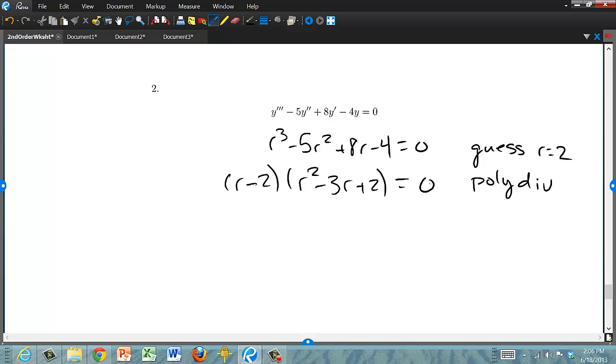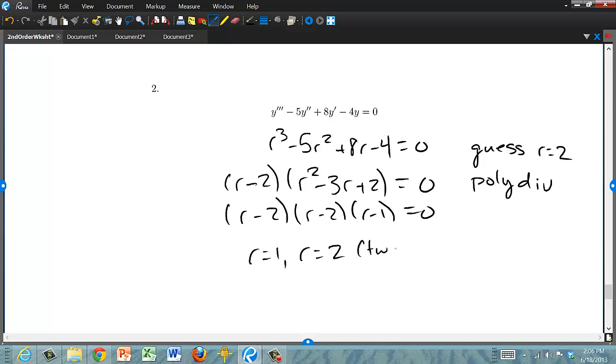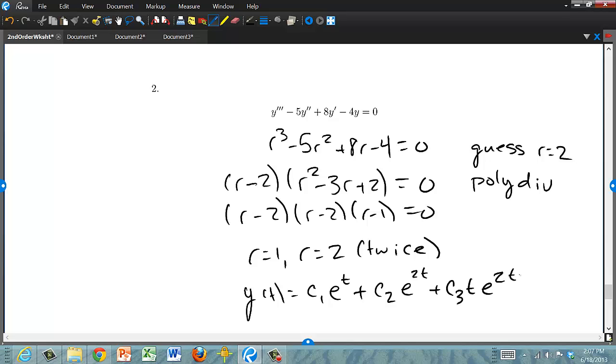That's 0, and then I can further factor the left-hand side. That's (r minus 2) times (r minus 2) times (r minus 1). And now we can see the three roots. They are r equals 1, and r equals 2, and that's repeated twice. And so your general solution is going to be y of t equals, you'll have one part corresponding to the r equals 1, so that's c1 e to the t, plus you'll have two parts corresponding to the r equals 2, so that'll be c2 e to the 2t, and then a second part c3 t e to the 2t.